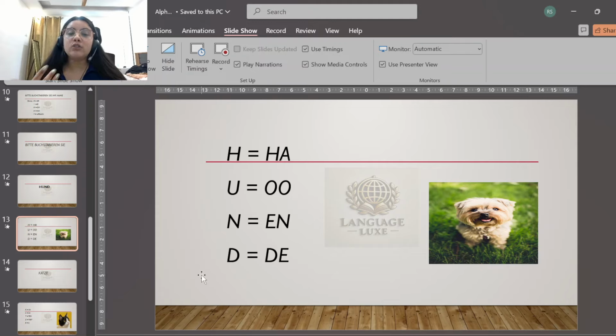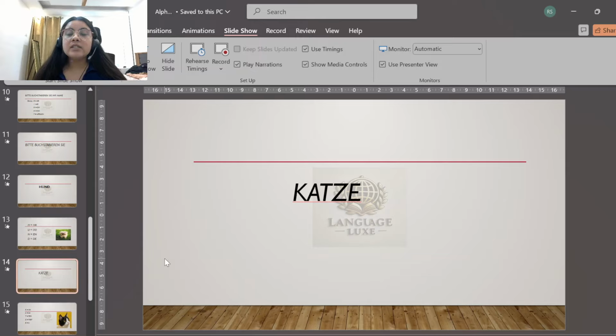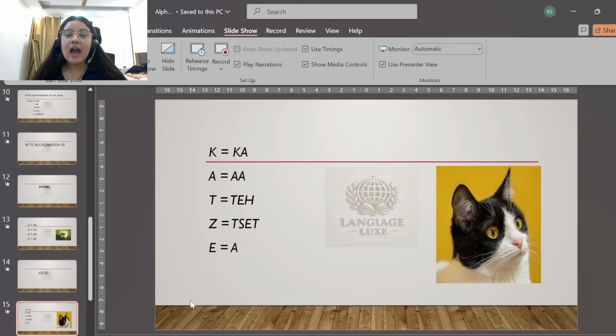So Hund means dog. Now comes Katze. What is Katze? We'll get to know in the next slide. Try to spell it out. Again, 5 seconds of time. 5, 4, 3, 2, 1. It is K-A-T-Z-E. Katze means cat.